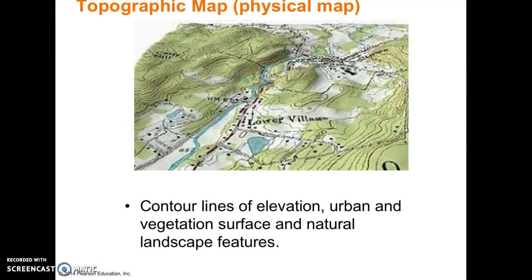So one of the first maps we'll look at, one of the first ones listed in your book, is a topographic map. A topographic map shows contour lines of elevation, so it shows you how high or low the land level is. It shows you different urban and vegetation surfaces, and it shows you natural landscape features. So it's very much like a physical map, which is what you would have called a similar map probably when you were younger.